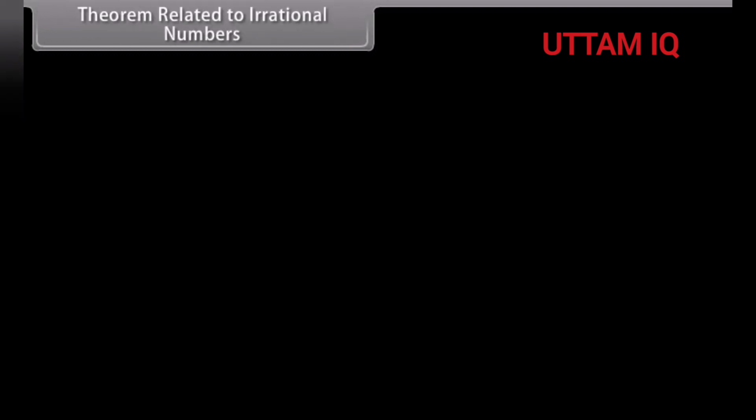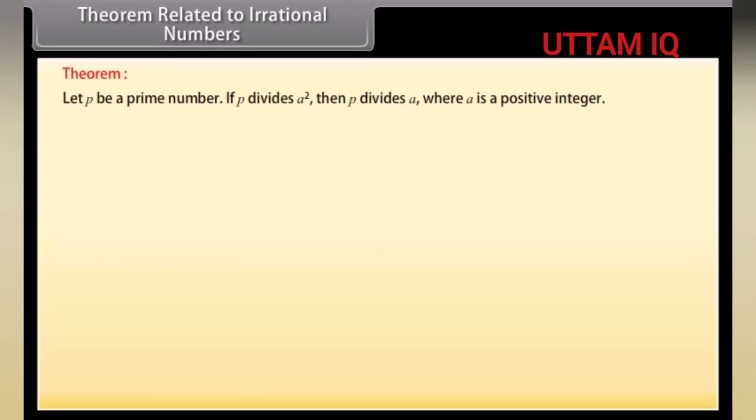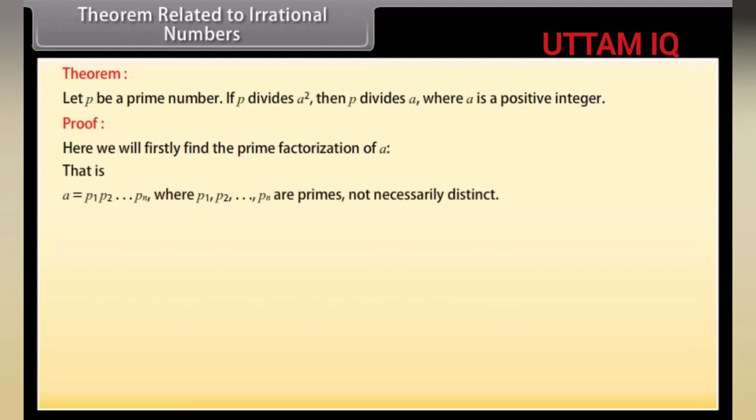Theorem related to irrational numbers. Theorem: Let p be a prime number. If p divides a squared, then p divides a, where a is a positive integer. Let us prove this theorem. Proof: Here we will first find the prime factorization of a. That is, a is equal to p1, p2, and so on till pn, where p1, p2, and so on till pn are primes, not necessarily distinct. Therefore, a squared is equal to p1 p2 ... pn times p1 p2 ... pn, which is equal to p1 squared, p2 squared, and so on till pn squared.